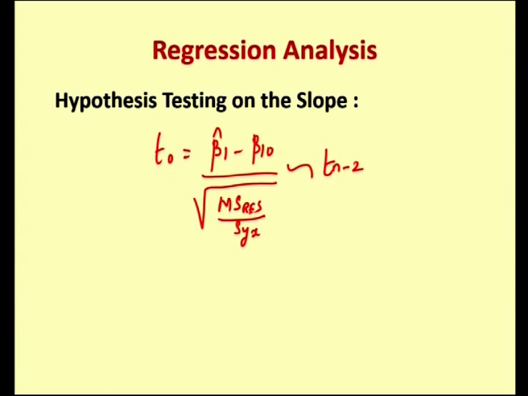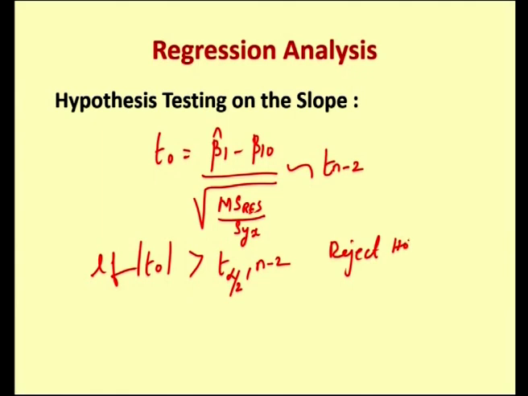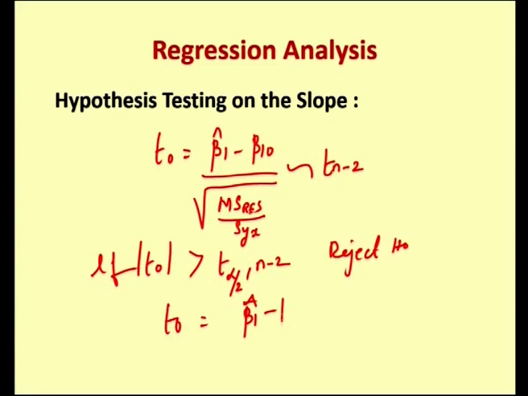So, here if the absolute value of T naught is greater than T alpha by 2 comma n minus 2, we reject H naught. That is, if the absolute value of T naught is greater than the table value for n minus 2 degrees of freedom at alpha by 2 level of significance, we reject H naught. We can rewrite the test statistic T naught as T naught equal to beta 1 cap minus beta 1 0 divided by the standard error of beta 1 cap.